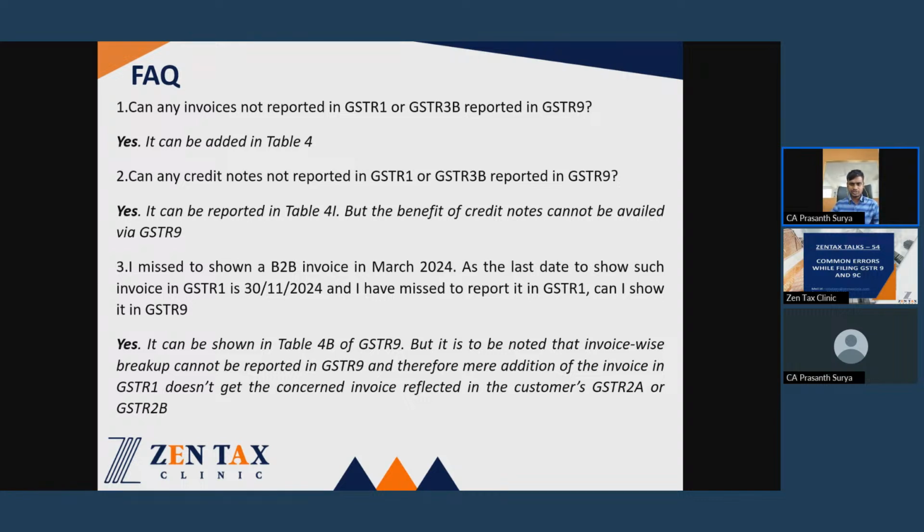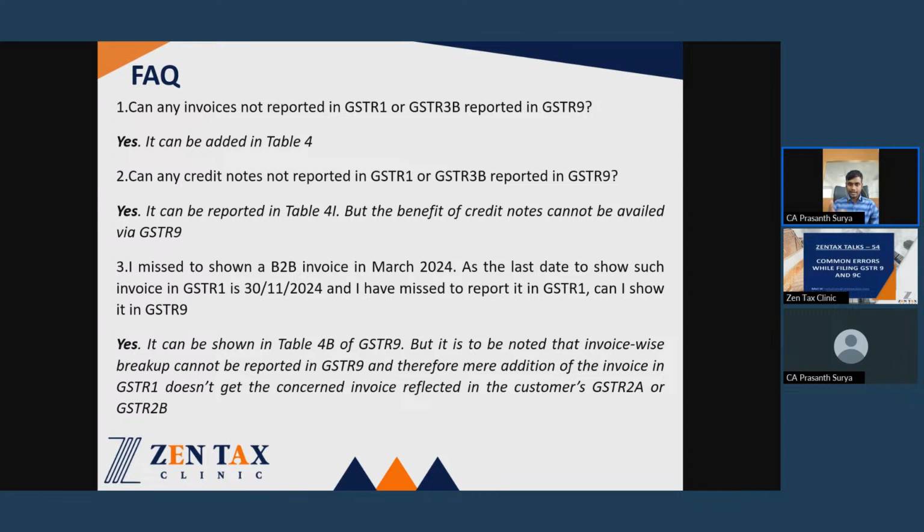I missed to show a B2B invoice in March 2024, as the last date to show the invoice is 13/11/2024. I have missed to report it in GSTR1. Can I show it in GSTR9? As I already said, invoice-based details cannot be reported in GSTR9. You are only going to give a consolidated figure.